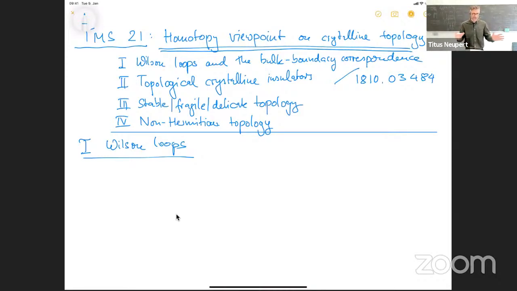Okay, good. So Wilson loops. All of what I'm talking about is going to be in the domain of band theory. So we are going to have k-space available. We have non-interacting systems, and we look exclusively at gapped systems. So we can always rely on bands and on translational symmetry so that we have k resolution.